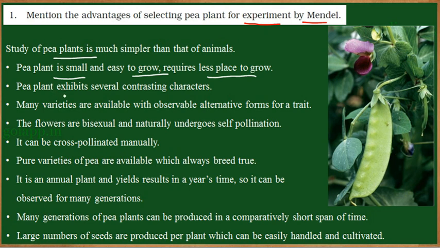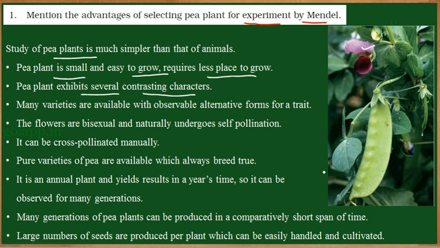Now another reason to select the pea plant is they exhibit several contrasting characters. Now these contrasting characters are visual characters, that is phenotype. By looking at these characters, we can differentiate them easily. For example, if we take the color of the flower, so either it is purple in color or white in color. So by looking at, we can differentiate the flower colors. So these are two contrasting form. And then the height of the plant, either the plant is tall or dwarf.